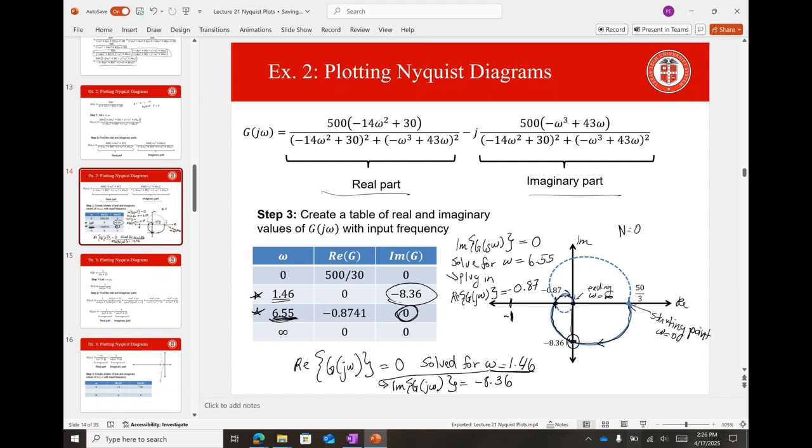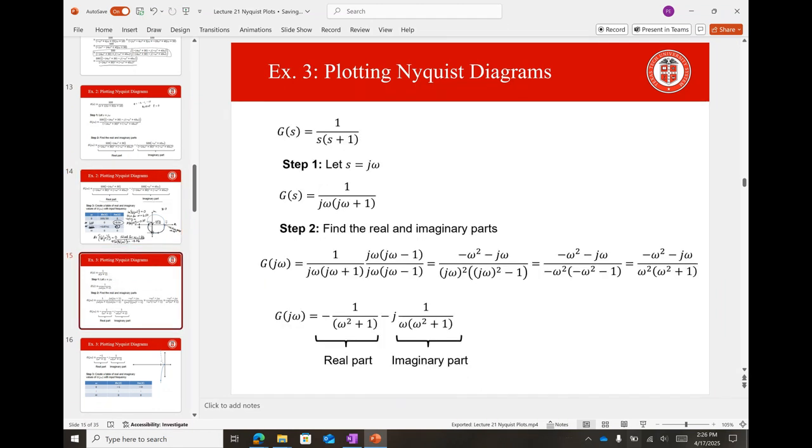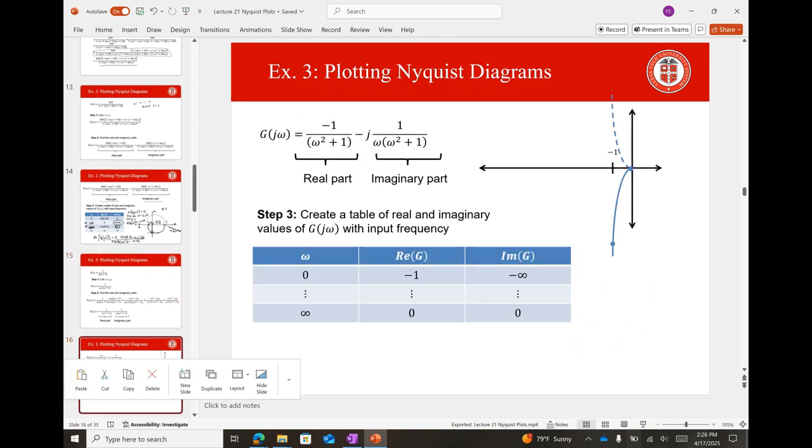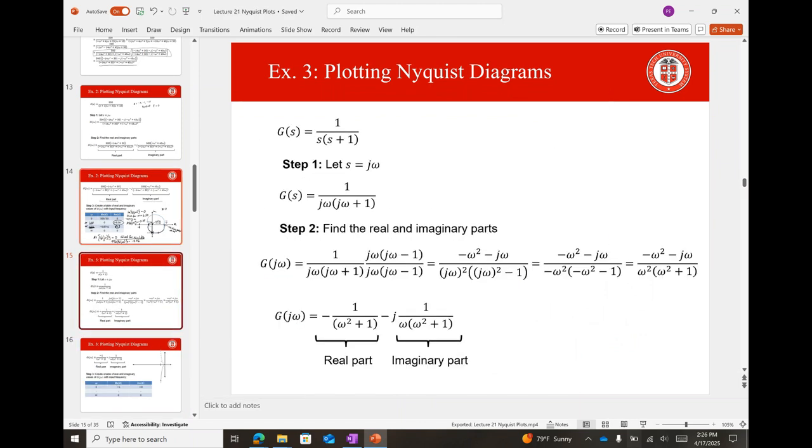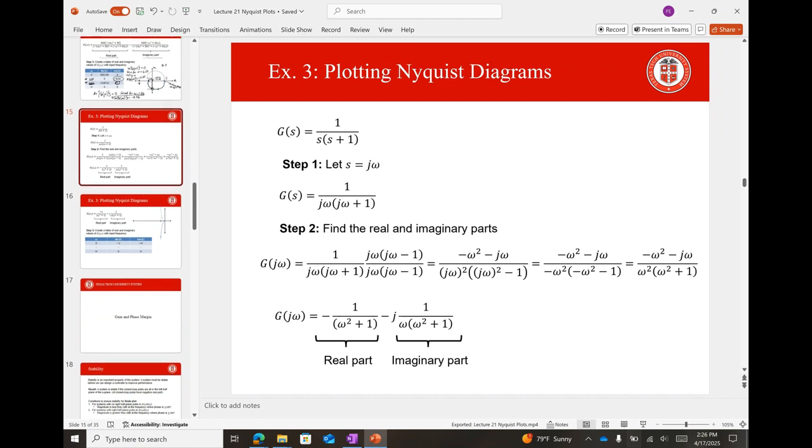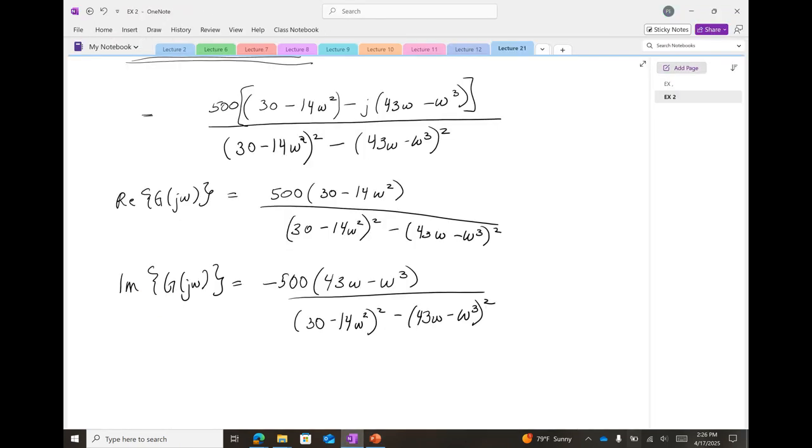Okay, we have one more example. This one is a little bit easier. I will do this one again on the OneNote. Oh, come on. Let's go to the OneNote here.